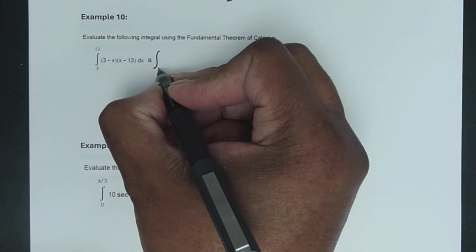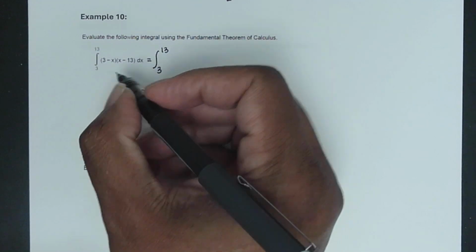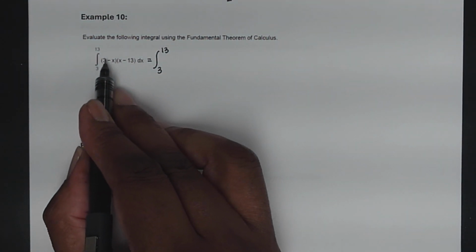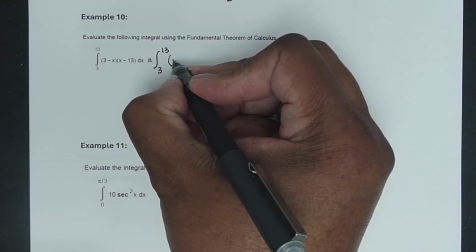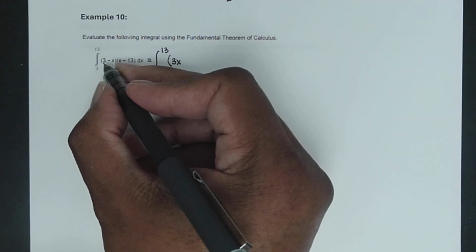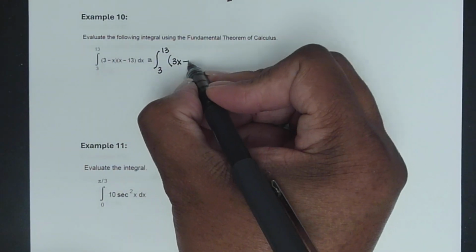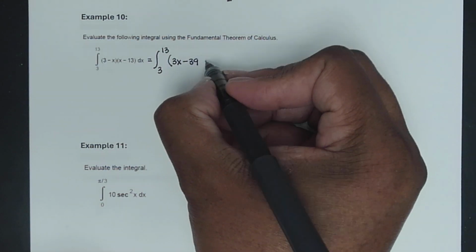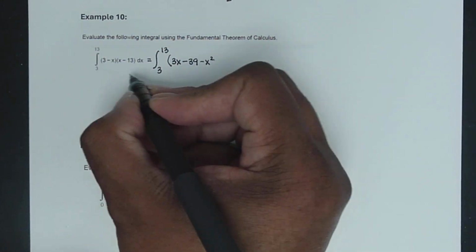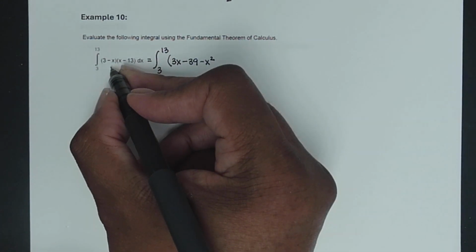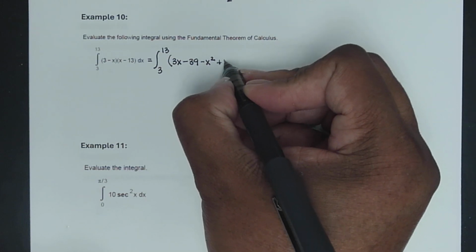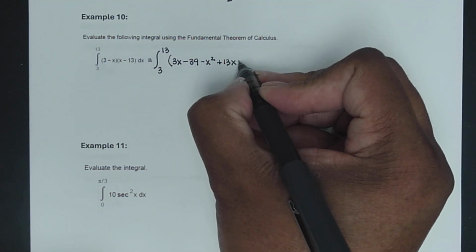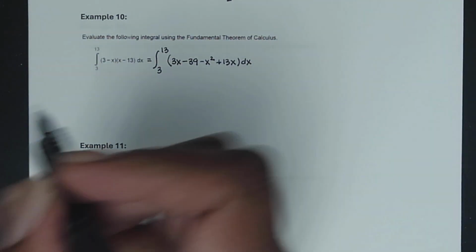So this will be the integral from 3 to 13 of this. First will be 3 times x, or 3x. The outer, 3 times the minus 13, will be minus 39. The inner, minus x times x, will be minus x squared. Then the last times the last, minus x times the minus 13 will be a plus 13x dx.